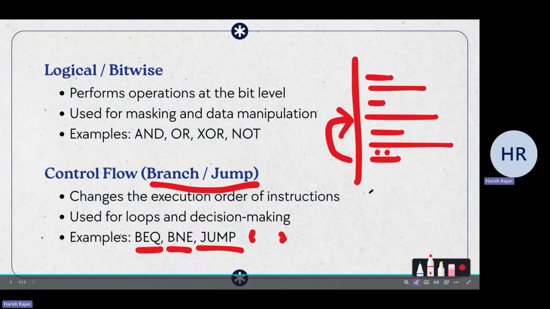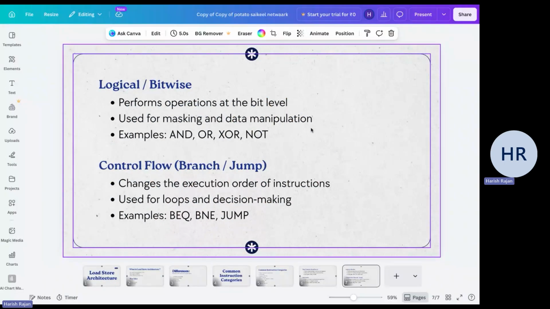Maybe try coming up with your own analogies on how everything works. That is all for this chapter. Thank you for listening.